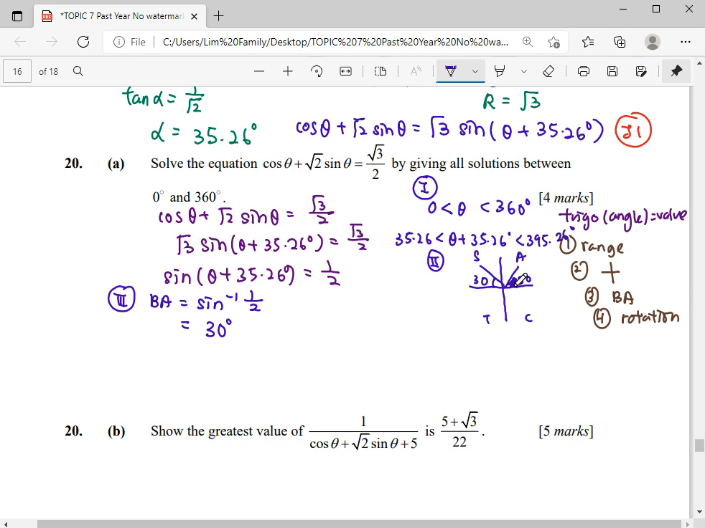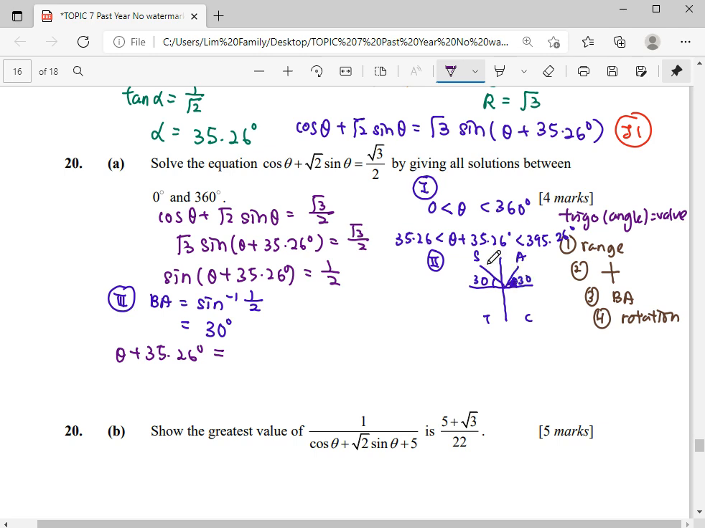Lastly, we do our rotation. Our answer, when I shift, means here we will leave theta plus 35.26 at the left hand side. So we start to do our rotation in quadrant 1. Quadrant 1 starts from 30. Is it involved in our range? No. So this 30 we cannot accept, because our range starts from 35.26. So in quadrant 1, the first answer 30 is not accepted.